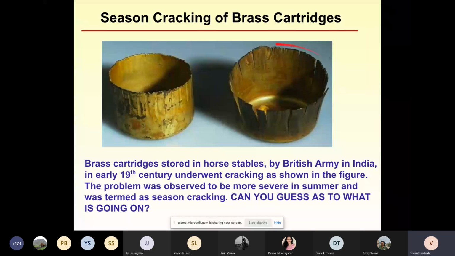What are the keywords here? They have made them using cold forming. Residual stress? Yes, the cold forming results in residual stresses. Very good. So you have residual stresses. Then these were being stored in horse stables, so there is some relevance of that. And then the problem was severe in summer.